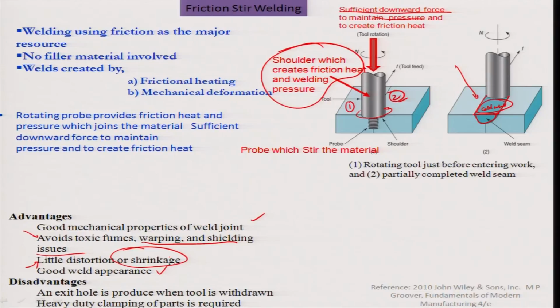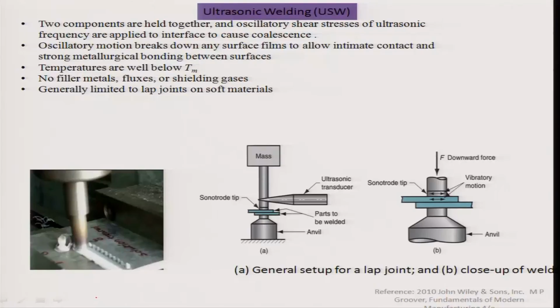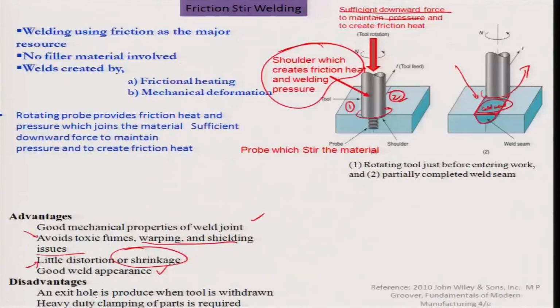So, the only disadvantage that the friction stir welding process would have is that you have to remove this shoulder from the basic material, and it creates an exit hole in that manner, and that is the only disadvantage that this friction stir welding process would actually have.